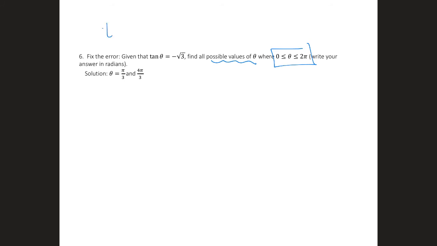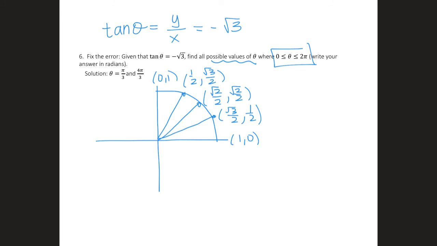So let's just review real quick that tangent of an angle is the y-coordinate divided by the x-coordinate. And we want to know when we take the y-coordinate and divide by the x-coordinate, and we get negative root 3. Okay, so I just drew the first quadrant again. I'm just going to try testing points and see when I take the y value and divide by the x value, see if I get at least just root 3, and then we can talk about how we get a negative root 3.